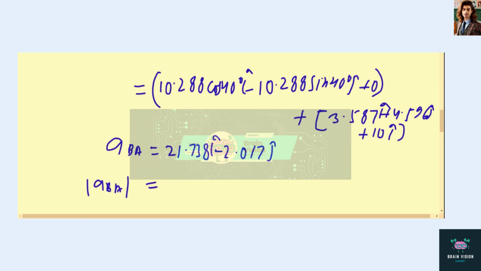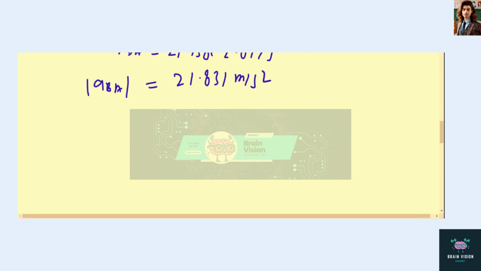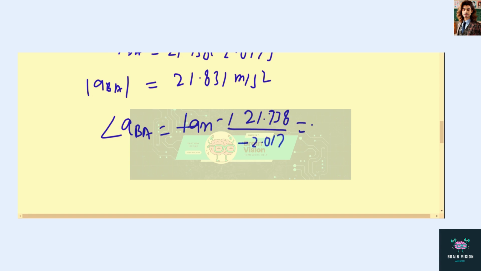The mod of ABA is the square root of the sum of the squares of these two, and this becomes 21.813 meter per second square. The angle of ABA is tan inverse of the y component, 21.738, upon the negative of 2.107. So this becomes 84.699 degrees.